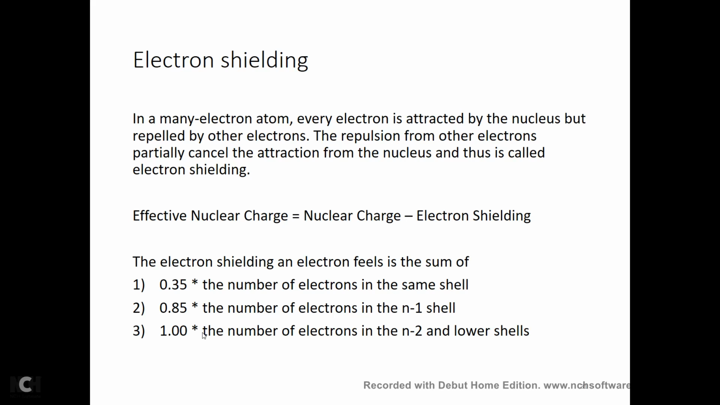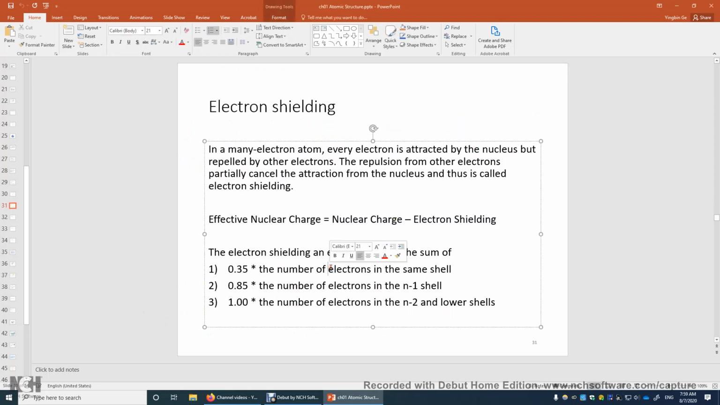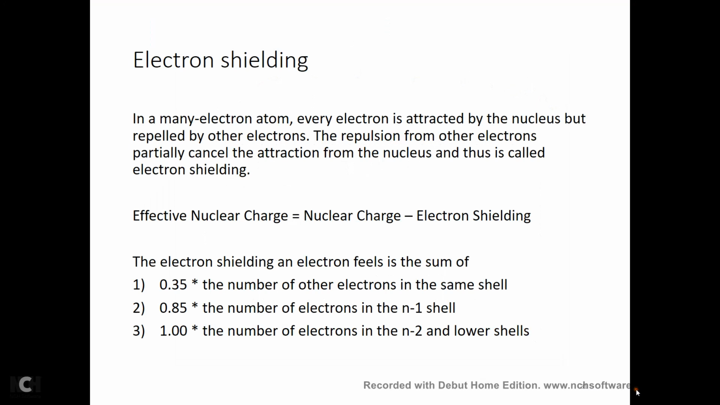How can we calculate the electron shielding for other atoms? It's pretty simple. You look at the number of other electrons in the same shell. Do not count the electron of interest because it does not repel itself. And then 0.85 times the total number of electrons in the n-1 shell. And then if you have electrons in the n-2 shell or lower shells, their electron shielding is 100%. So this electron shielding is exactly 1.